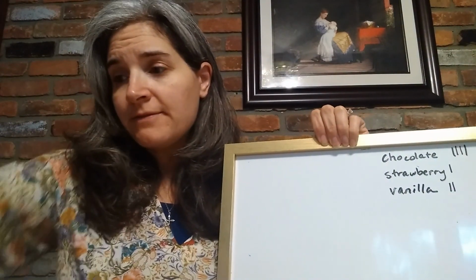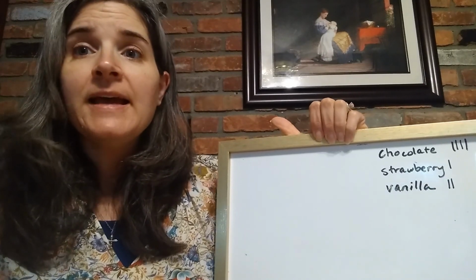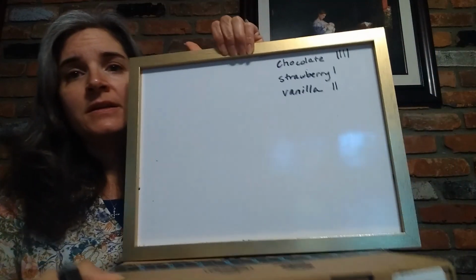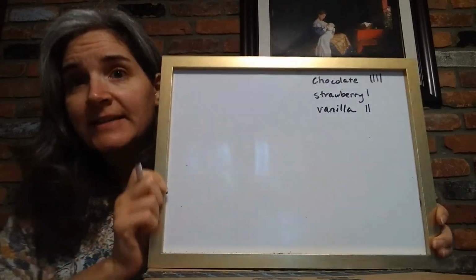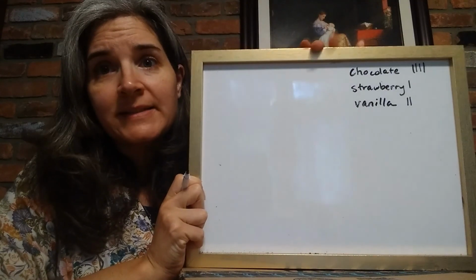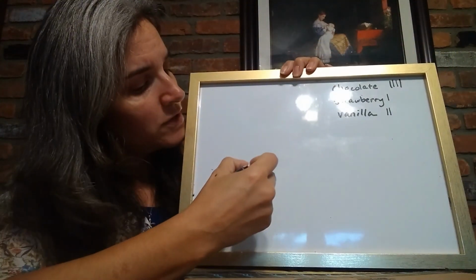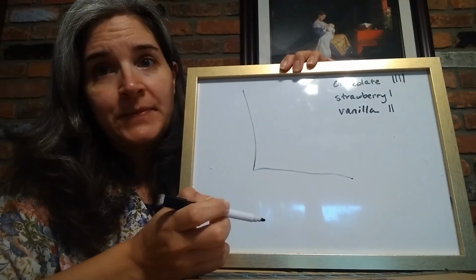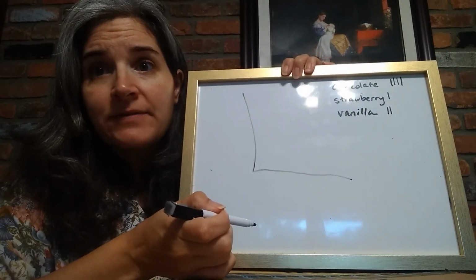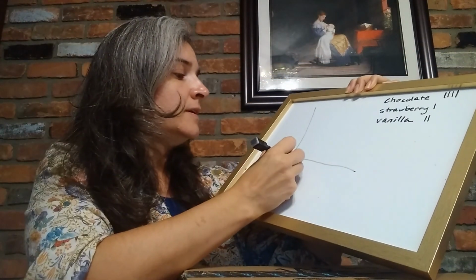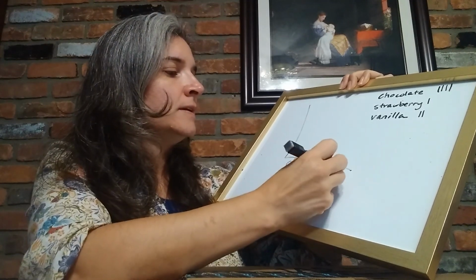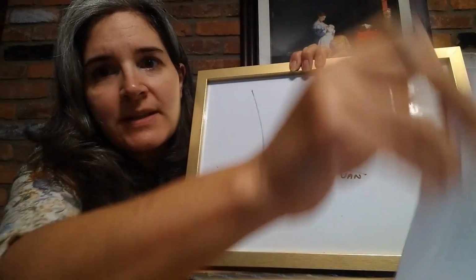When we make a bar graph, we're going to make an x-axis and a y-axis. And when you make a graph, the x-axis is always along the bottom, and the y-axis is going up. So here I'm going to draw an x-axis and our y-axis. And along our x-axis, we're going to have our flavors. So I'm going to have chocolate, strawberry, and vanilla. I'm just writing their abbreviations here.